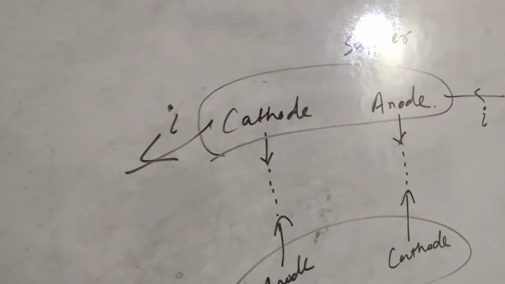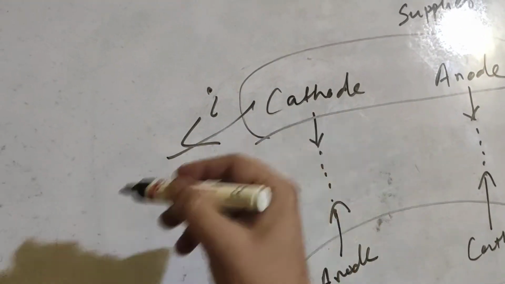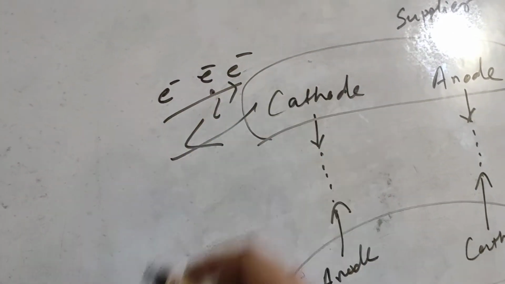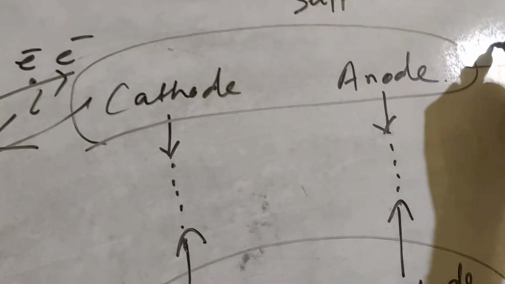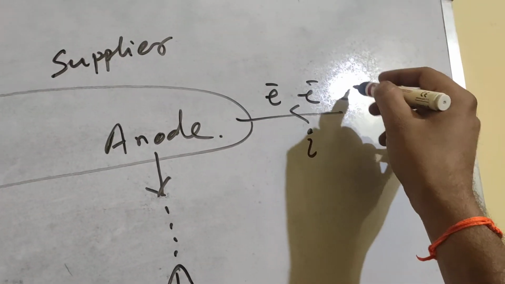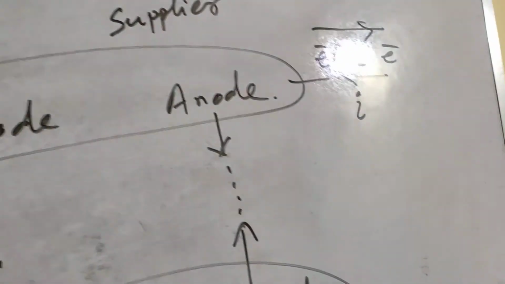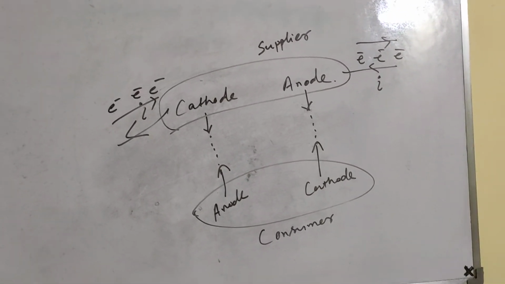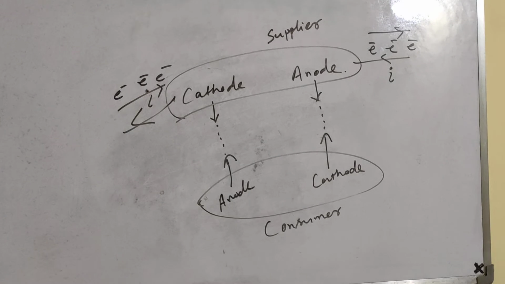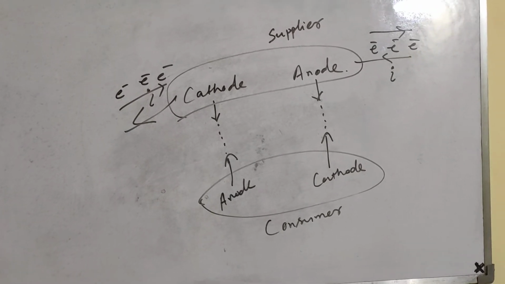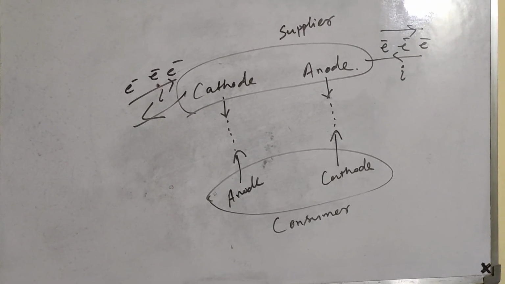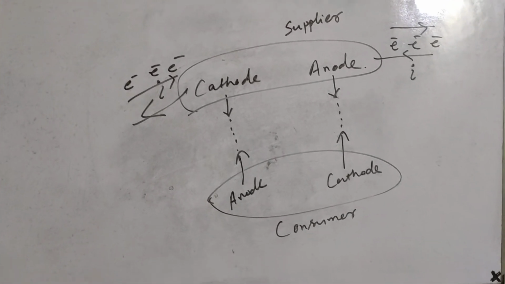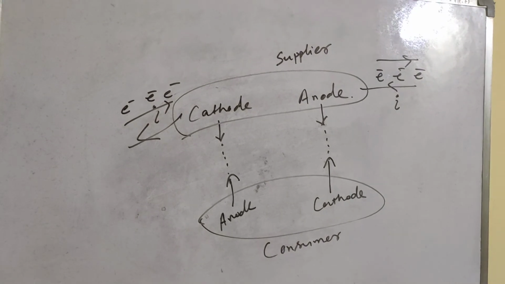Why is it a conventional current? Because actually the positive charge doesn't flow; it is only the electrons which move in the opposite direction. Here the electrons would be leaving, but we don't have to concern ourselves with the electrons. Just go with the notion of conventional current. So whatever terminal the conventional current departs from in a supplier source is called the cathode, and whatever terminal the conventional current enters the supplier is called the anode.